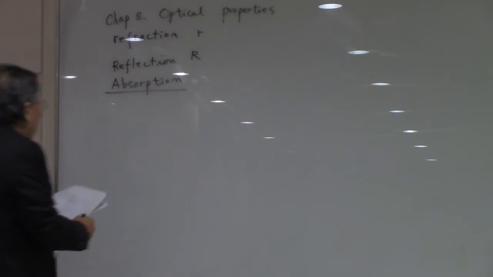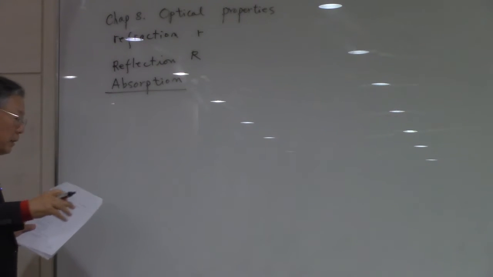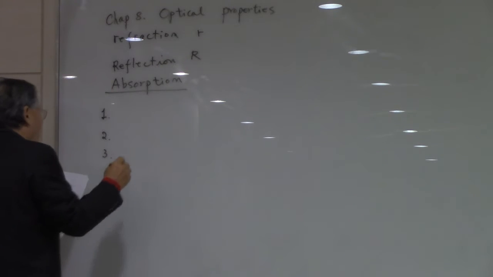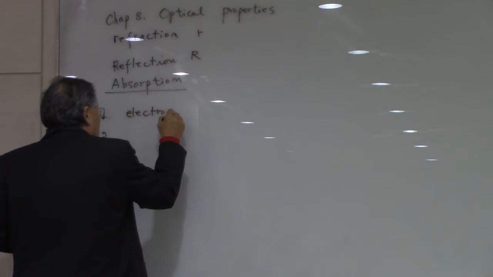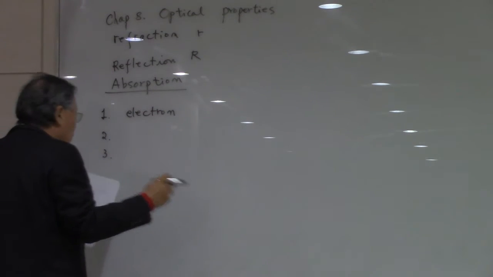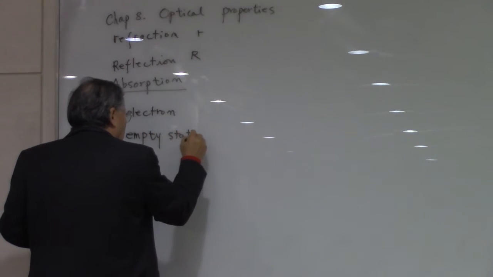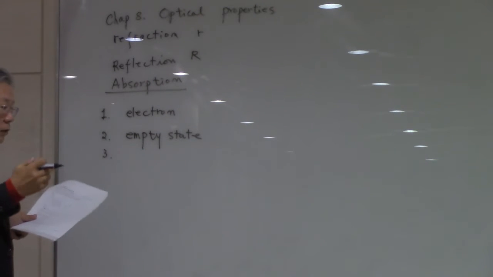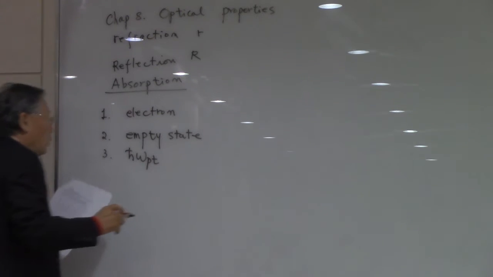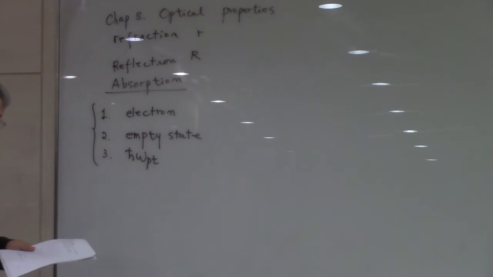Well, we discussed that in order for absorption to happen in a solid, three conditions have to be met, right? Number one, we have to have electrons to be excited in the valence band or in the conduction band, wherever. And we have to have empty states for the excited electrons to occupy. And we have to have enough photon energy to excite the electrons. These three conditions have to be met for absorption to happen in a solid.